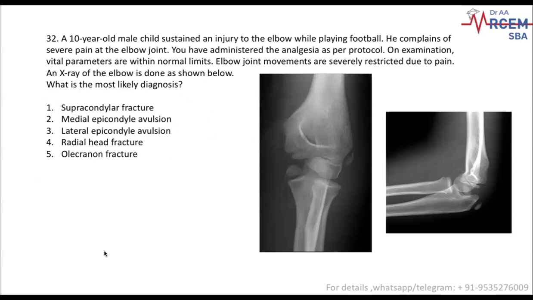A 10 year old child has sustained an injury to the elbow. They have got an X-ray done. They're asking what's the most likely diagnosis here. This is all about ossifying centers. You can see plenty of ossifying centers. The elbow is given. This is the olecranon, what you're seeing.